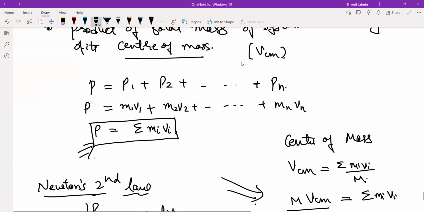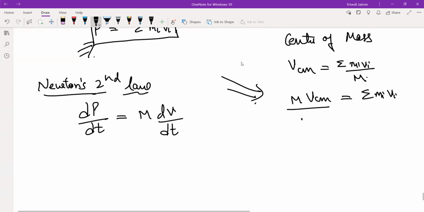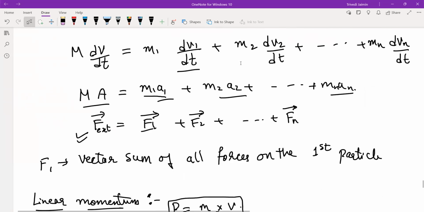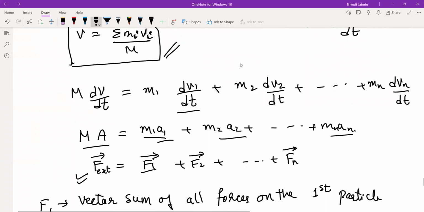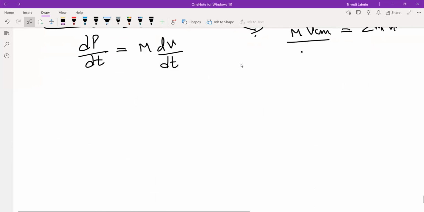Because whatever we discuss, it will be for the center of mass until and unless they ask something particular. So dV by dt, what was dV by dt? Yes, acceleration. See, these are all related.